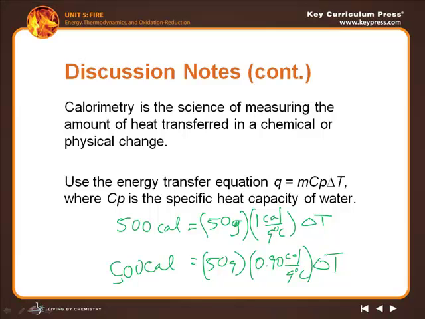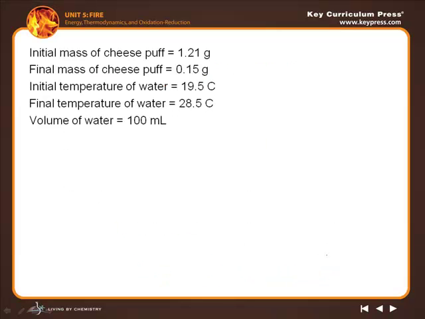What if you did this with metal instead of water? Metal would heat up faster. It'd be harder to measure the temperature of the metal, but it would heat up faster. So there are ways you can design a calorimeter that takes advantage of these factors.